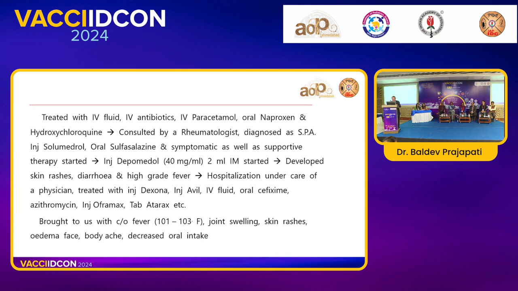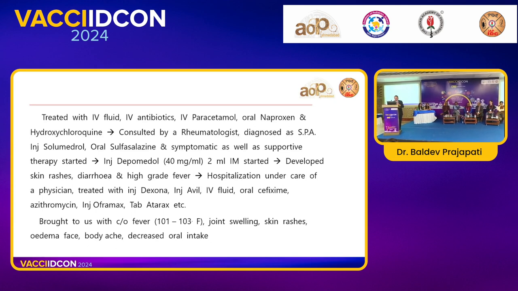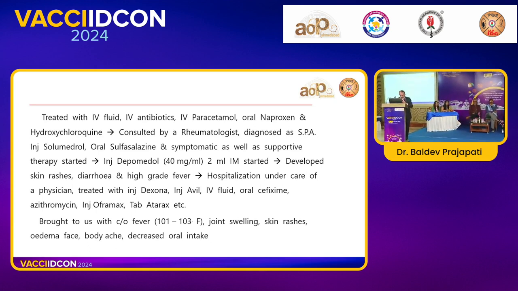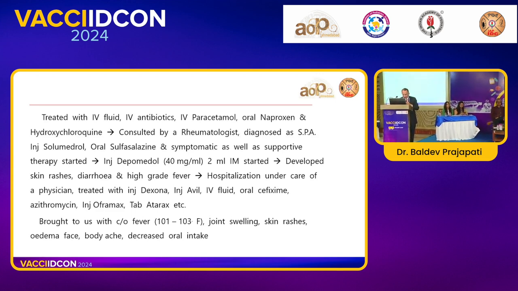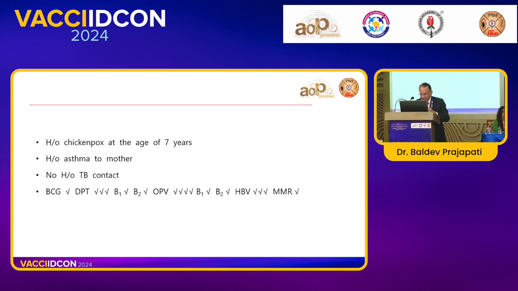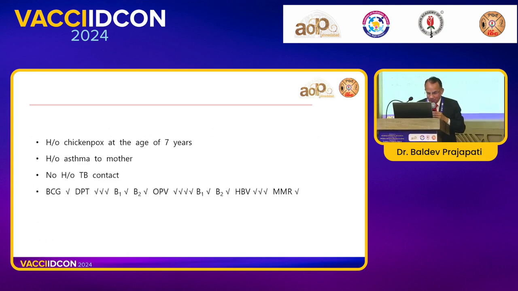Later on, again the steroid, developed now skin rashes, diarrhea and high-grade fever, which was considered due to some allergy, treated with some other drugs and antibiotics. When brought to us, fever 101 to 103, joint swelling, skin rashes, edema of face, body ache was complained, and decreased oral intake, and I have these pictures also, I will show you.